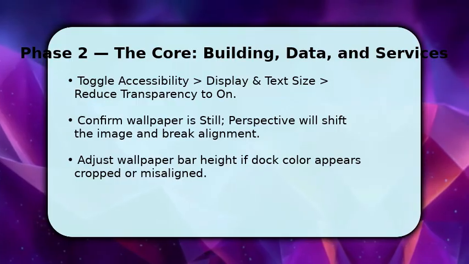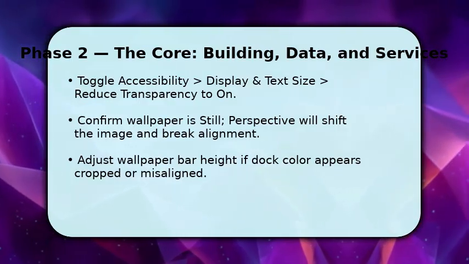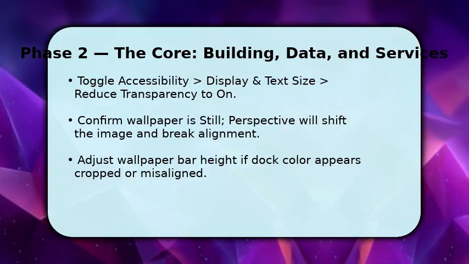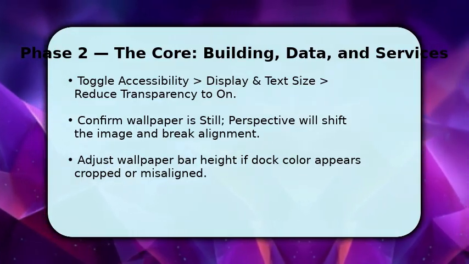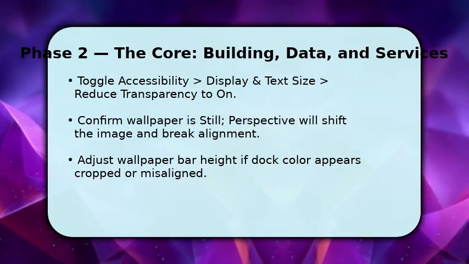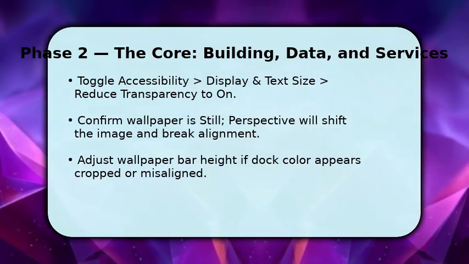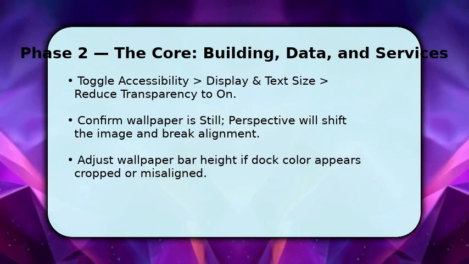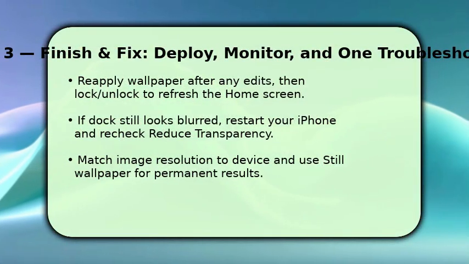That's the crucial why. Make sure the wallpaper remains still. If you used perspective, the bottom bar will move and no longer line up. If the colored band seems off, tweak the image and reapply until the bar lines up. Finish by applying the final wallpaper and verifying the dock color on your home screen.